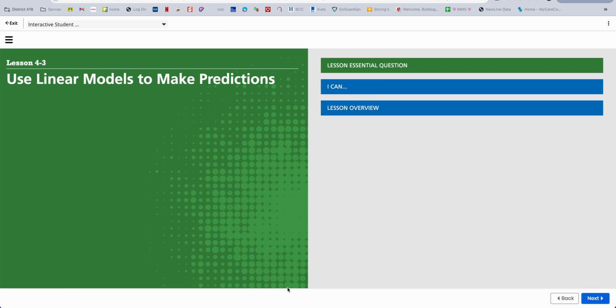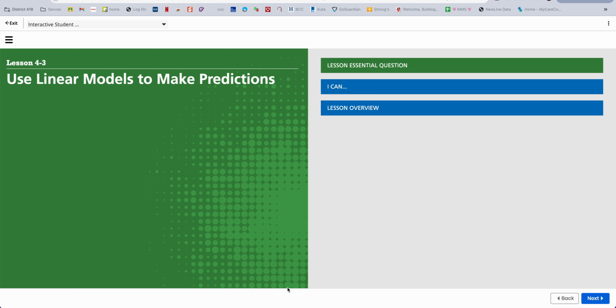Let's go. We are doing lesson 4.3. Use linear models to make predictions. In lesson 4.1, we learned about scatter plots and graphed some. In lesson 2, we learned how to put a trend line on a scatter plot that models what the scatter plot does. Is it a positive association? Is it a negative association? Is it a weak association or a strong association? And linear and nonlinear, right? So we looked at those things.